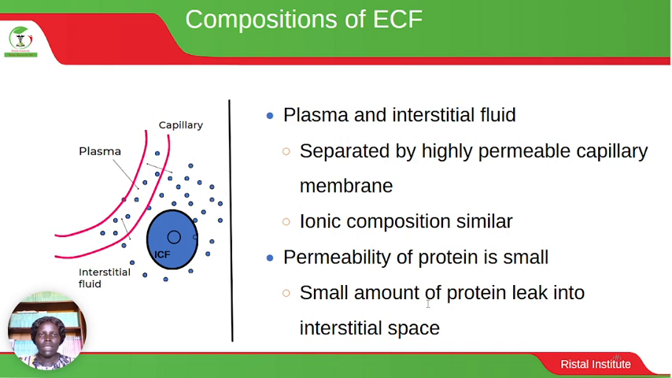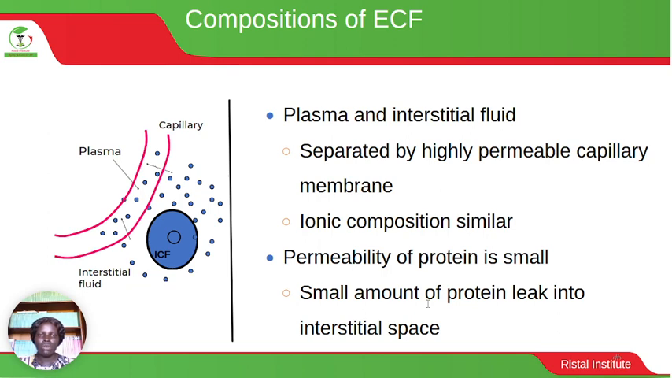So let's look at the composition of extracellular fluid. The extracellular fluid is composed of plasma and interstitial fluid, separated by a highly permeable capillary membrane. We have the ionic composition that can be found right there. The permeability of protein is small, so a small amount of protein leaks into the interstitial space.